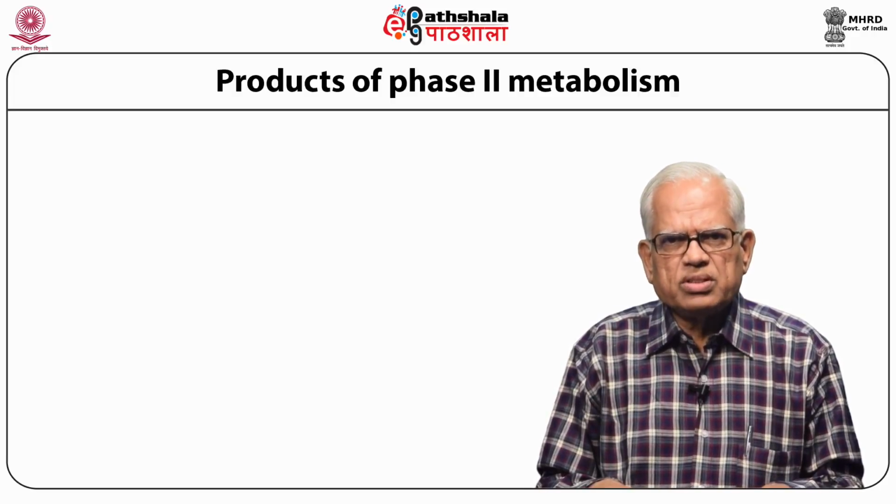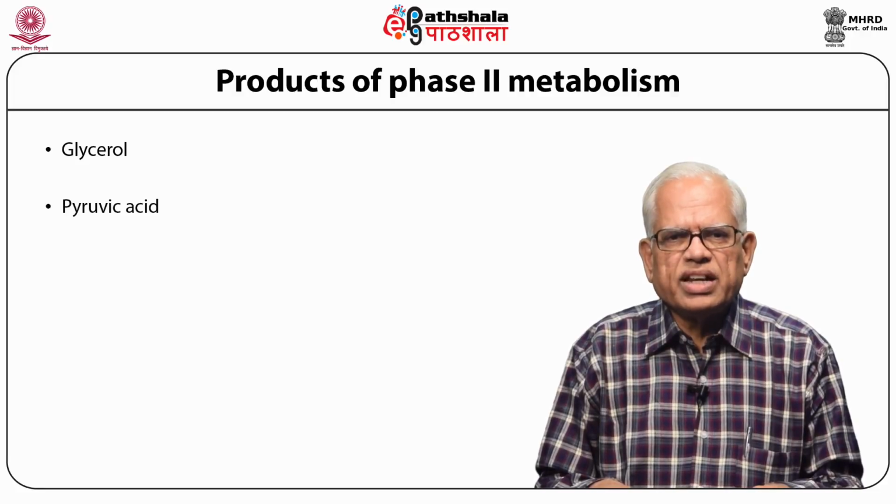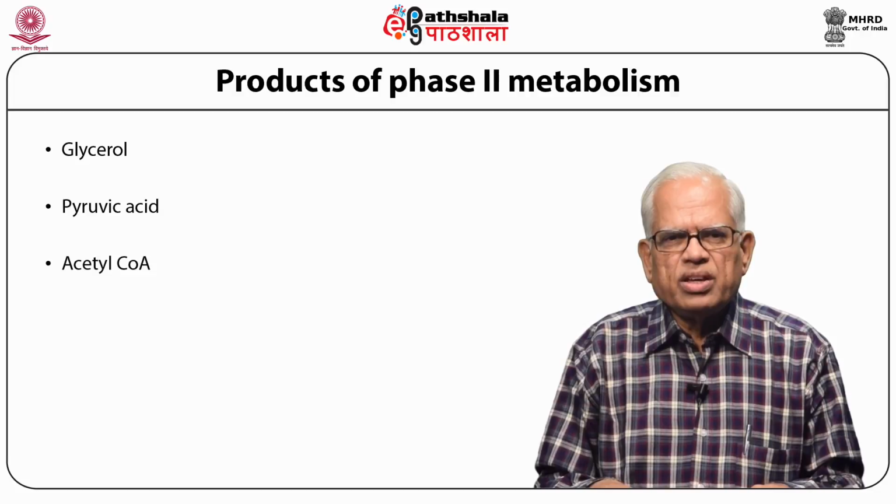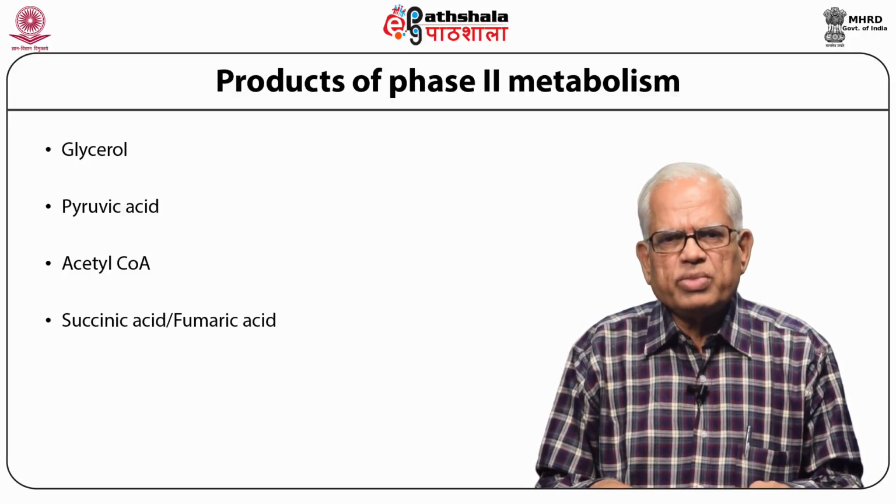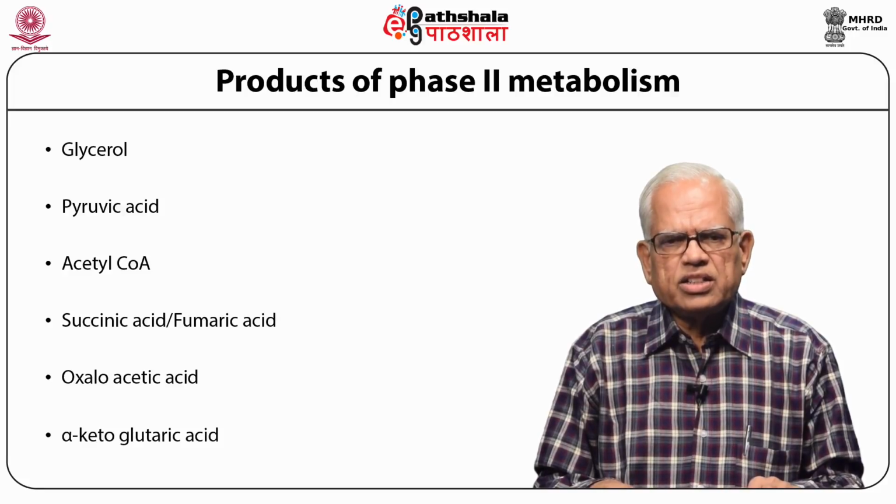At the end of phase 2 metabolism, which is always intracellular, the following 6 compounds are invariably formed in all organisms: glycerol, which is a trihydroxypropane; pyruvic acid, which you come across at the end of glycolysis; acetyl-CoA, a product obtained after pyruvic acid undergoes oxidative decarboxylation catalyzed by the enzyme pyruvate dehydrogenase; succinic acid and fumaric acid, which are also products of phase 2 metabolism and can directly enter the TCA cycle; oxaloacetic acid, a key catalytic component of the TCA cycle or Krebs cycle; and alpha-ketoglutaric acid, a transaminated product from glutamic acid. These are the key 6 compounds.